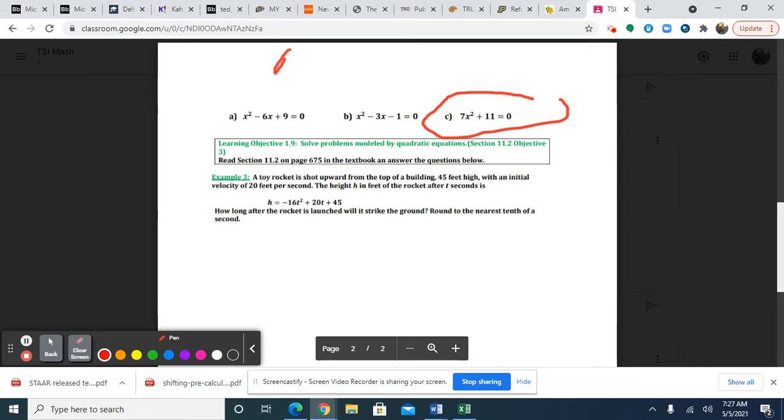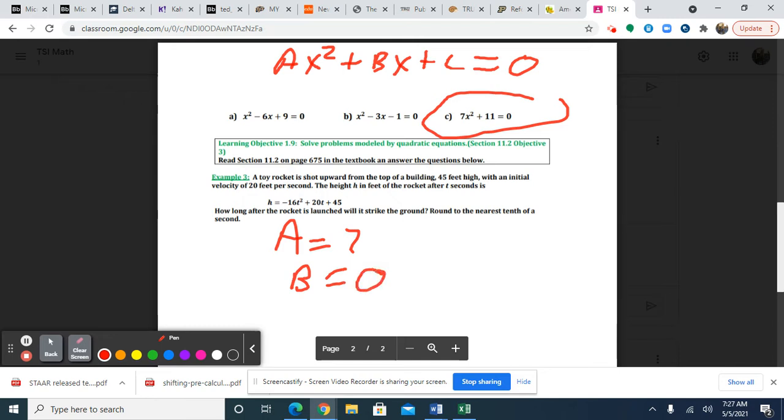Now, the thing about C is that we got to remember that ax squared plus bx plus c, that's our standard form for our equation when it's equal to 0. So our a is what's attached to x squared, which is 7. But then our b is what's attached to x, but there's no x there. Since there's no x, we can say that our b is 0. And then c, which is 11.